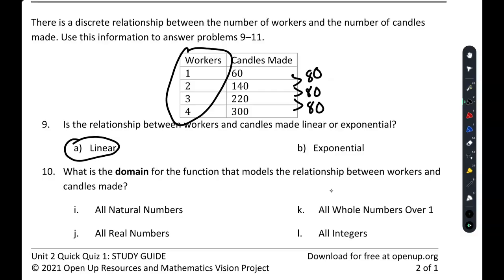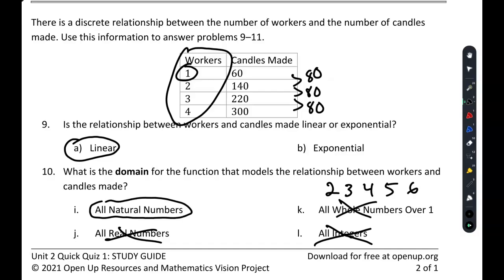So since it's discrete, we can't use things like the real numbers at all. Since it's not negative, we're going to use integers. Okay, this one's interesting. All whole numbers over 1. So that would be 2, 3, 4, 5, 6. These are the whole numbers over 1. But we start with 1. We got to include 1. So it's not that one. It's going to be all natural numbers.